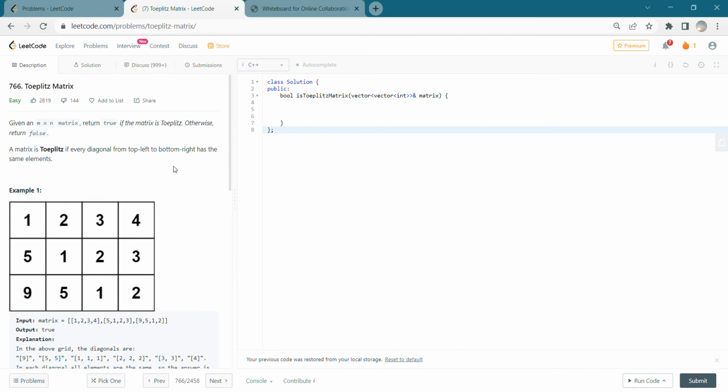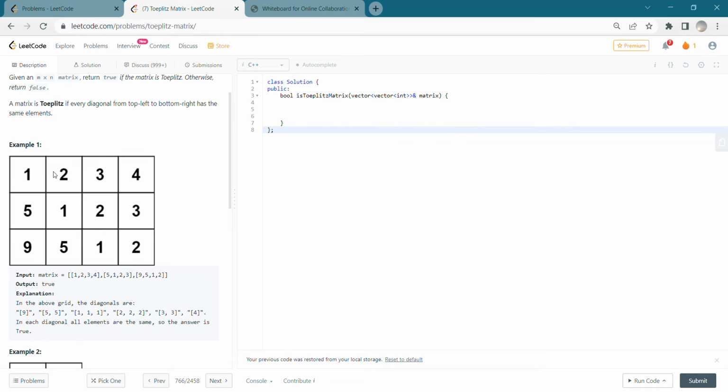Okay, so let's go with the first approach. In the first approach, what we can do is iterate over each diagonal, and if we find that this element is not equal to the number on the diagonal, like this is 1 and this is not, then the matrix is not Toeplitz.